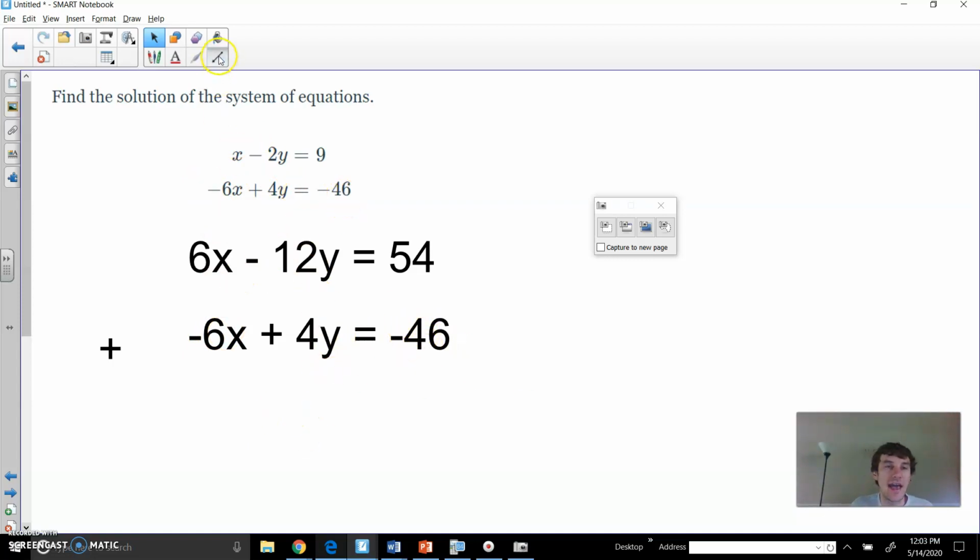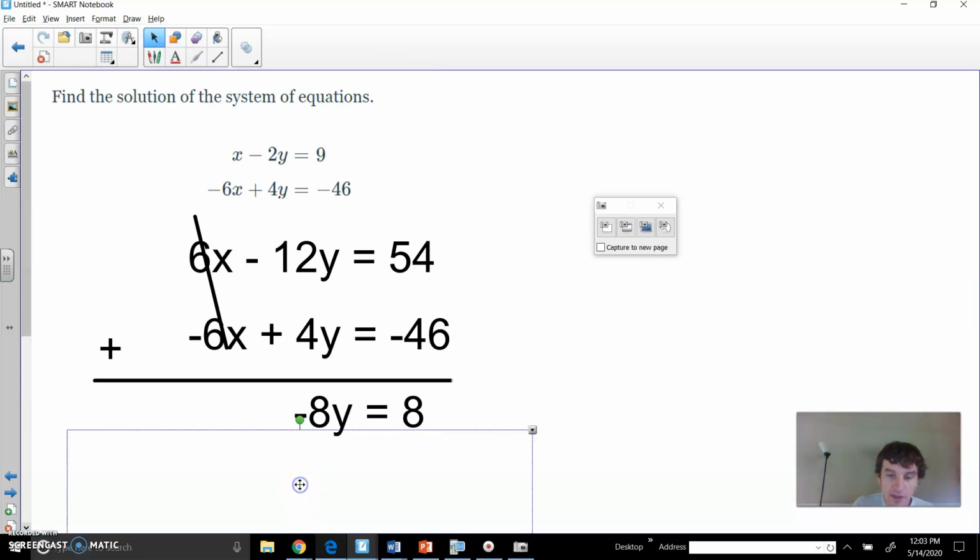And so now let's add these together. If we were to add these two together, that's going to eliminate and give you 0. But as we add the other side, -12 plus 4, that gives you -8 for the coefficient of y. 54 plus -46, that gives you 8 here. And then if we divide, we'll figure out that y has to be -1.